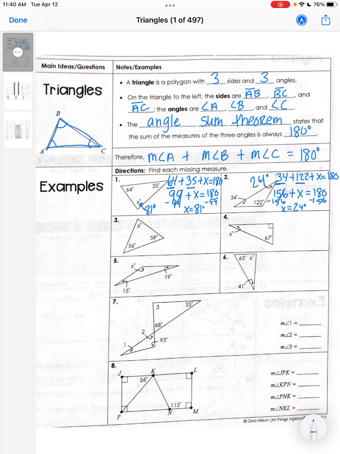So let's take a look at number 3. We need 56 plus 59 plus x to equal 180. Go ahead and add 56 plus 59. We have 115 plus x equals 180. From here, we're going to go ahead and subtract 115. And we get 180 minus 115, which equals 65 degrees.